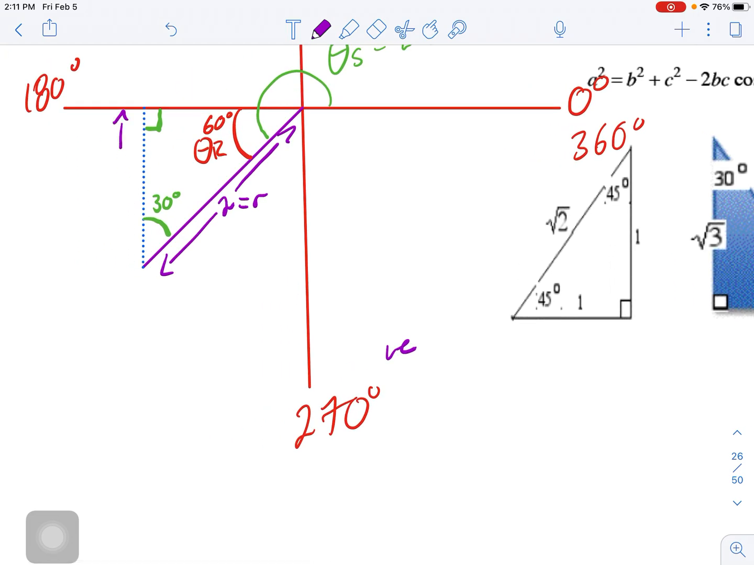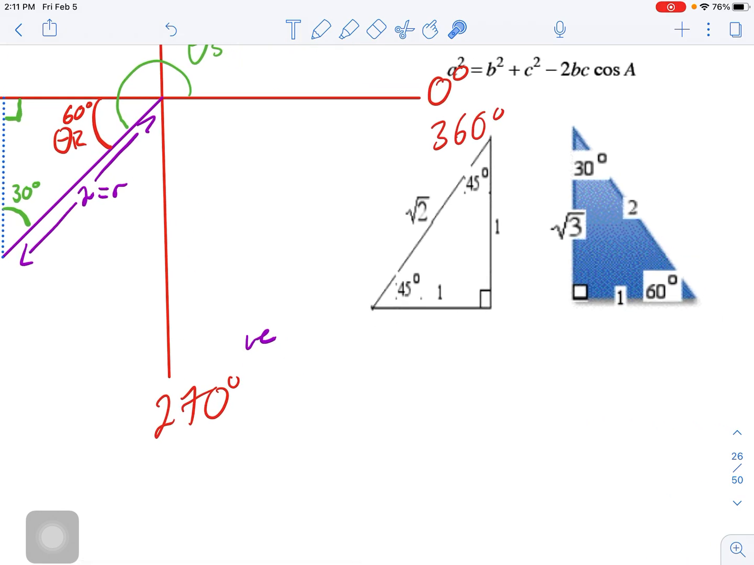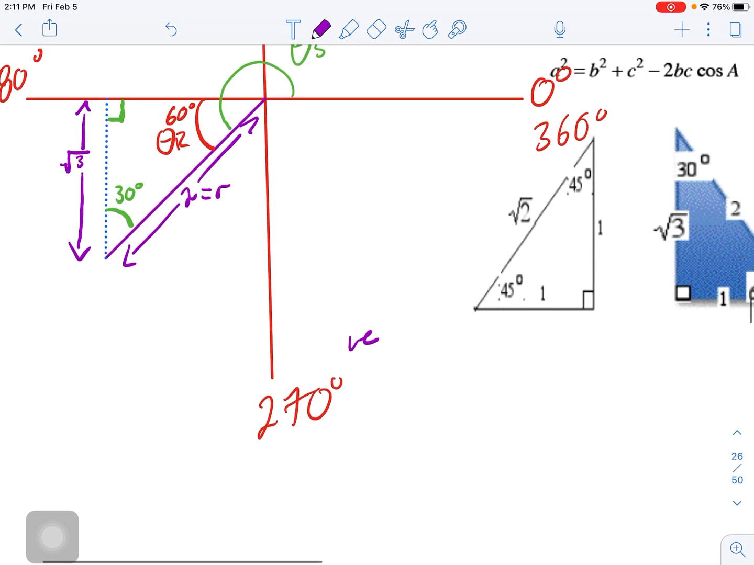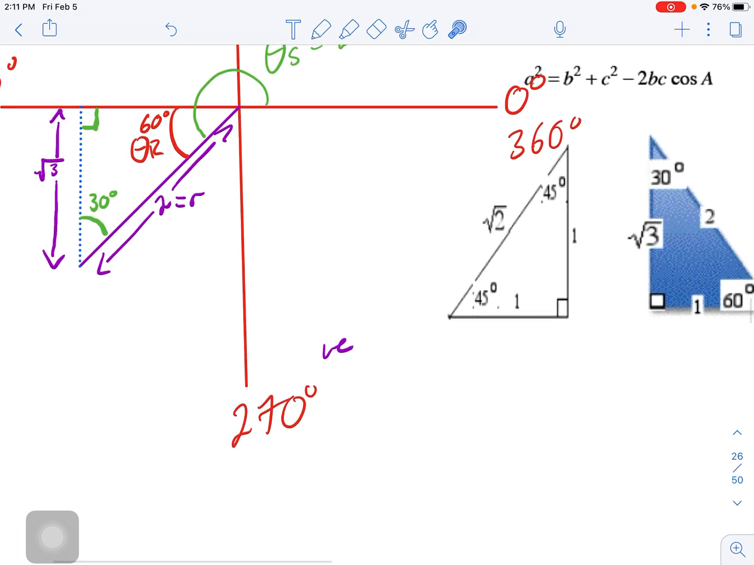Now, what would be the side length of your y value? Well, this would be the leg that is opposite to the 60-degree angle. So let's go to our special triangle. The leg opposite of our 60 degrees is root 3. So this will be square root 3 here. And then finally, what will this be? Well, this is going to be the opposite of 30. Opposite of 30 is 1, so this will be 1.